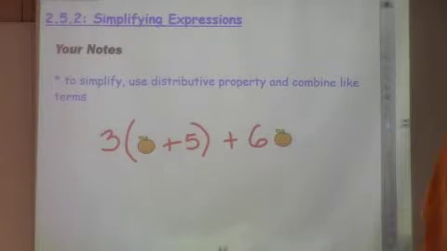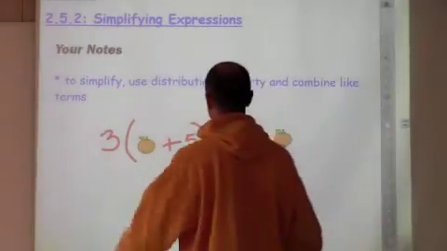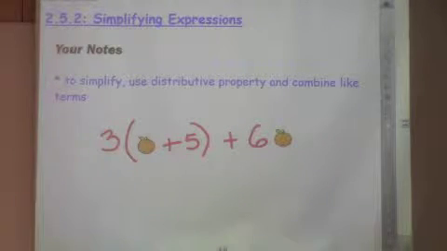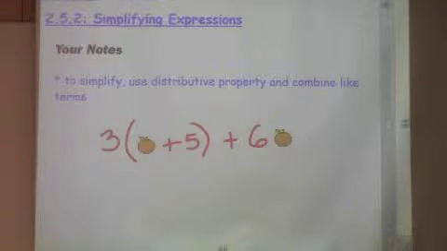So here's my algebraic fruit expression. I've got 3 bags. In each bag I've got an orange and a $5 bill. Then I have 6 oranges already at home. Write an expression for everything that I have. How would you use the distributive property here? Essentially, what would you have? 7 oranges plus 15.